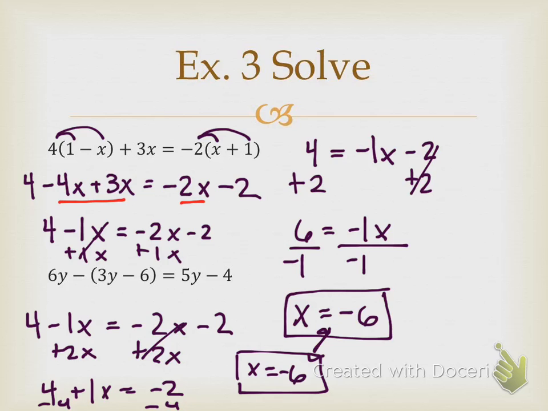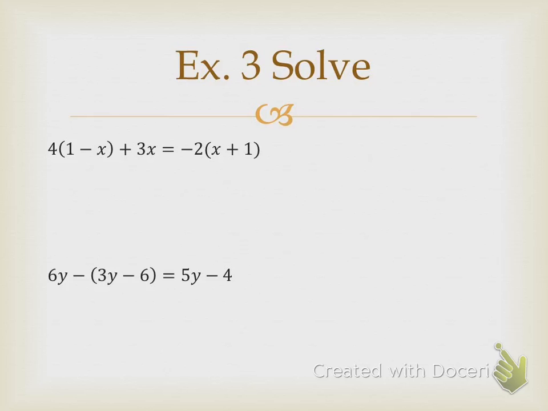Okay? Let's do the last one on this page. Look carefully at this problem. There's something hiding that we cannot see, but we know is there. Valentina, what is it? It's the one behind the distributive property. Very good. It is the one that is right there.